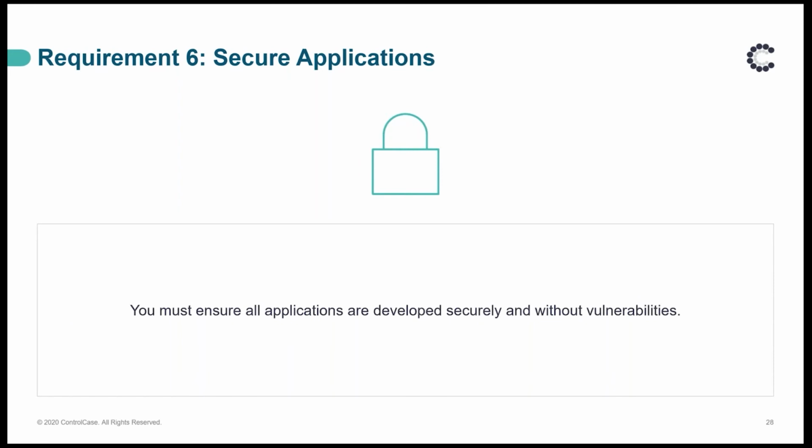Requirement number 6 is secure applications, and you have to ensure that all applications are developed securely and are tested for application vulnerabilities. For those of you familiar with OWASP, OWASP is an industry standard that's used very often to define vulnerabilities that might exist at the application layer. And so you must ensure all applications are developed securely and without any vulnerability.